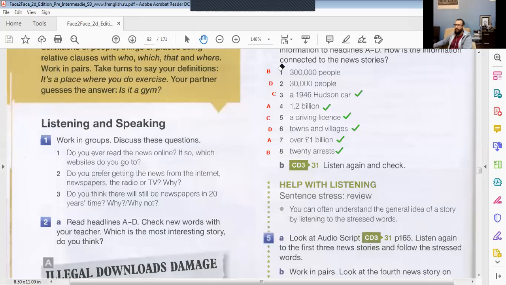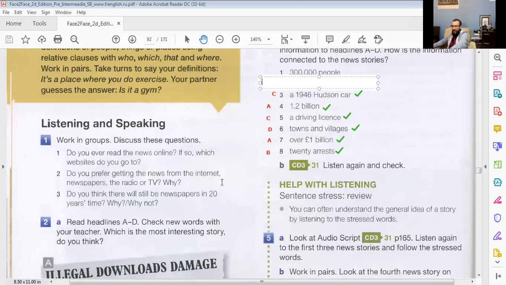So number 1. It's D. Correct. And number 2? Number 2, I think it's B. That's it. These are the correct answers. Because B, 30,000, this is the number of protesters. And 300,000, this is the number of people who are now homeless because of the floods in Pakistan.